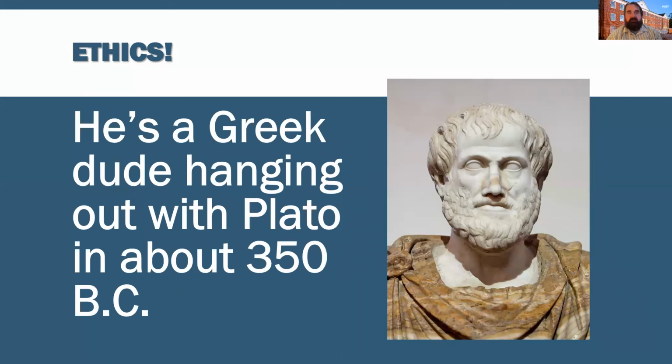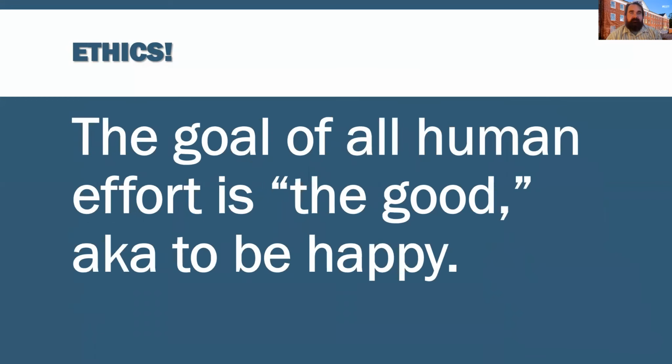Aristotle was a Greek dude. He was hanging out with his friend Plato at around 350 BC. And he had the idea, in terms of what makes something ethical, that the goal of all human effort is, quote, the good, aka the goal of all human effort is to be happy. Everyone wants to be happy. That is the defining characteristic of what it means to be human.